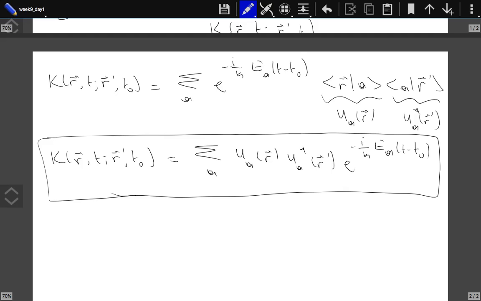Now let's do an example of this. We can look at the free particle.